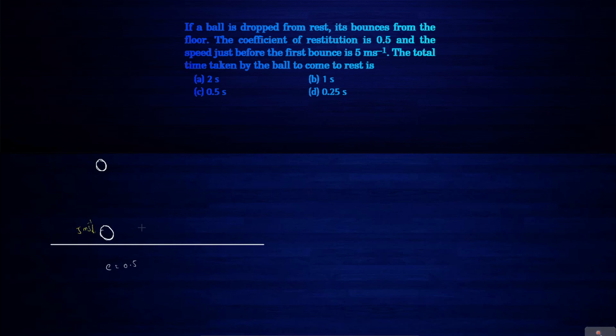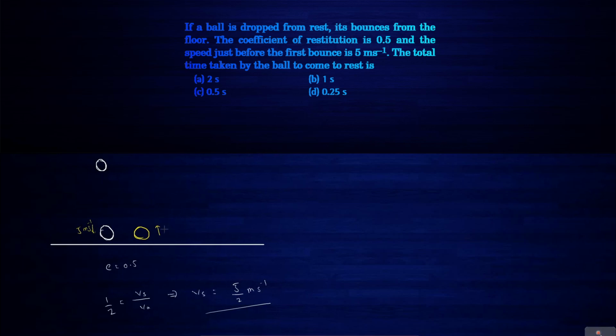Just after the collision, we need to find the velocity. Velocity of separation by velocity of approach is equal to 1 by 2, which implies velocity of separation is equal to 5 by 2 meters per second. This will continue to happen each time, so we need to find the total time taken for the ball to come to rest.